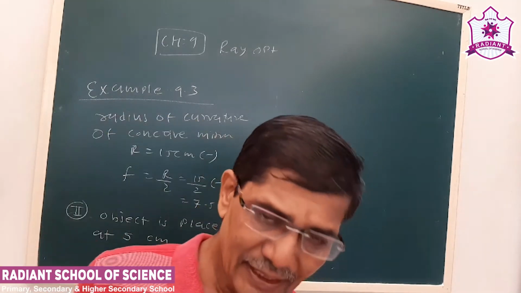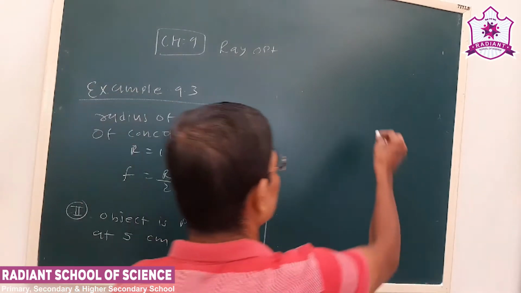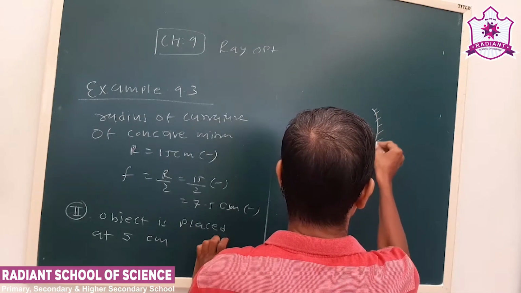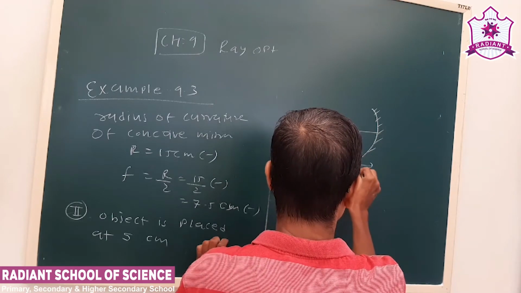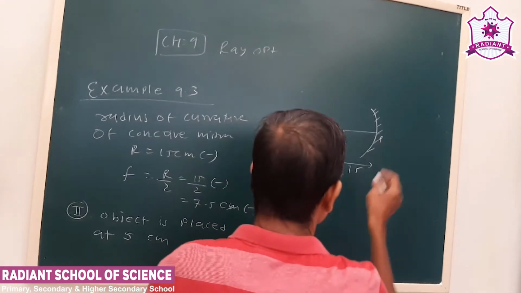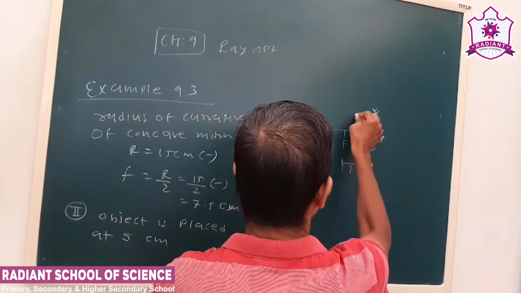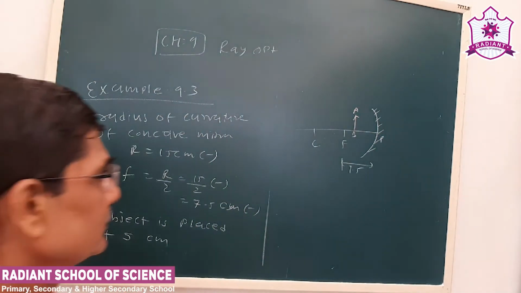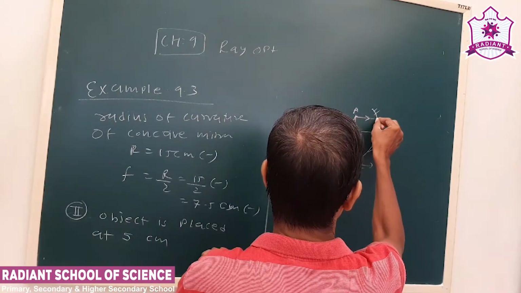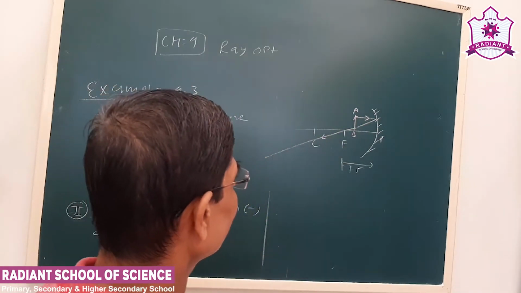Whenever we solve such type of question, we draw a rough sketch. Now let me draw a rough sketch for the given condition. Now this is 7.5. Okay, now this is pole of the mirror. The object is placed at 5 centimeter, let us say AB is the object. Now let us see how the image is formed. First, the ray parallel to the principal axis, after reflection it will pass through the focus. And secondly we use the reversibility.